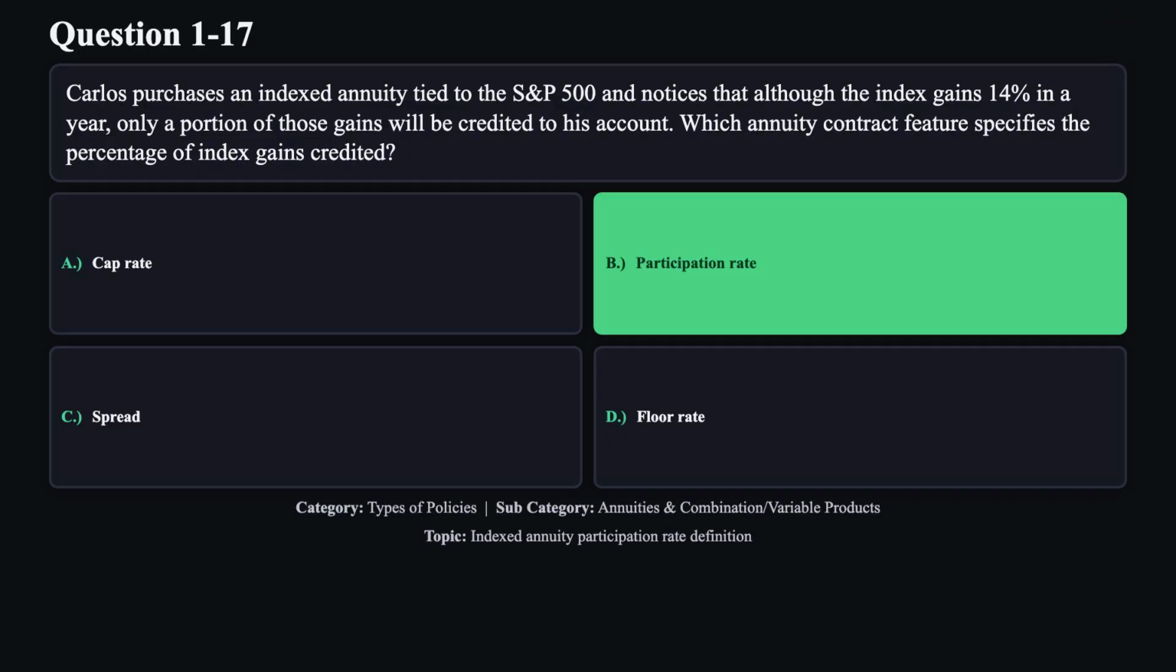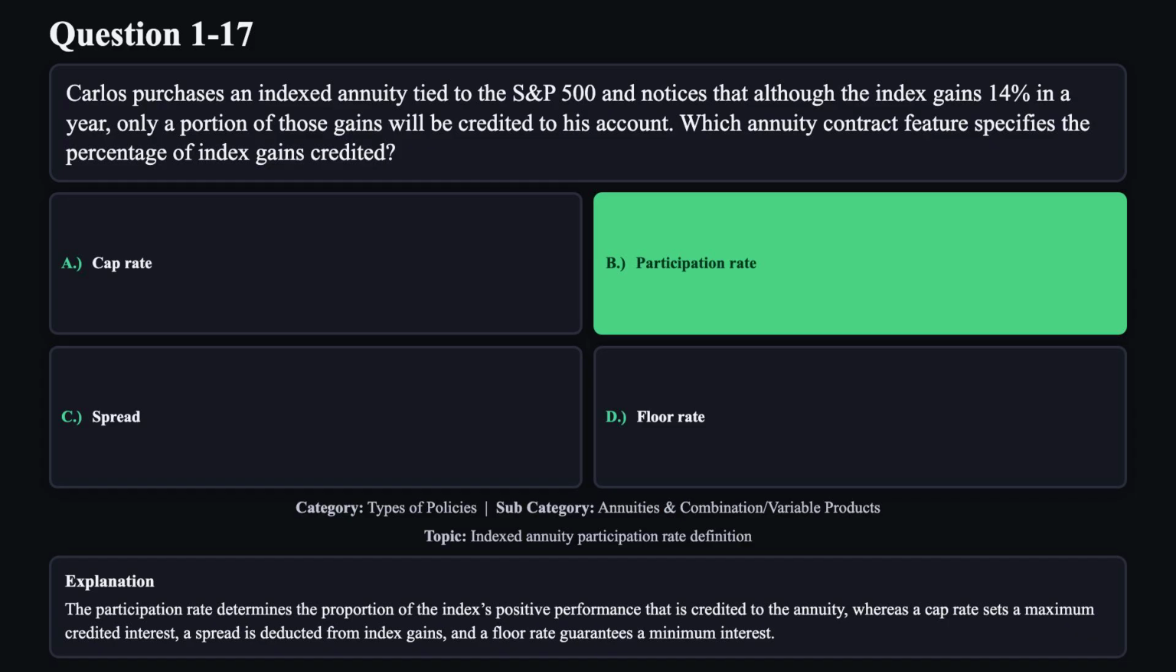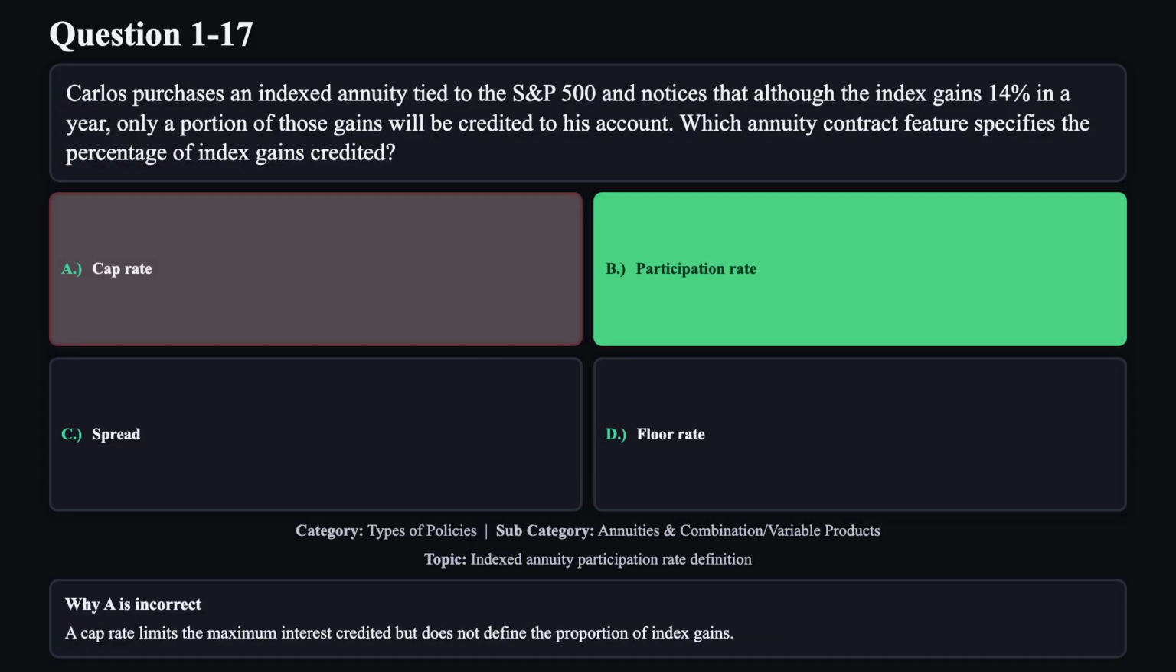The correct answer is B. The participation rate determines the proportion of the index's positive performance that is credited to the annuity. Whereas a cap rate sets a maximum credited interest, a spread is deducted from index gains, and a floor rate guarantees a minimum interest. Reason A is not correct.